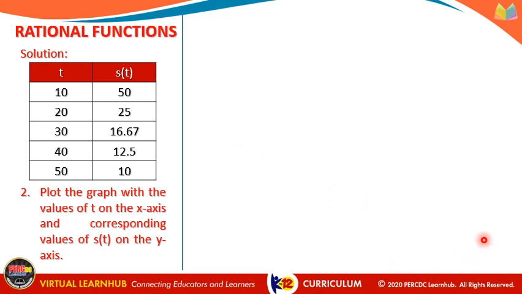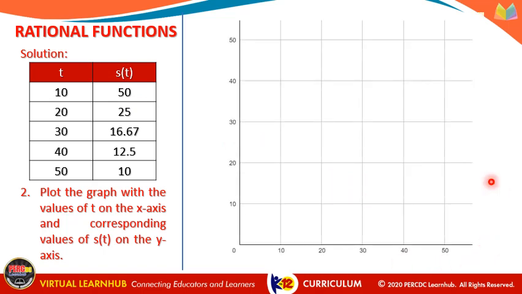So, i-plot lang natin. So, sabi na natin, ito yung ating Cartesian plane. Again, ilalagay natin sa x-axis yung mga t. Ilalagay natin sa y-axis yung mga s of t. So, unahin natin yung 10 at 50. So, again, x-coordinate 10, y-coordinate 50.